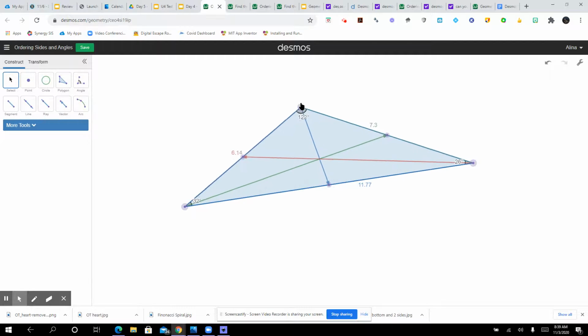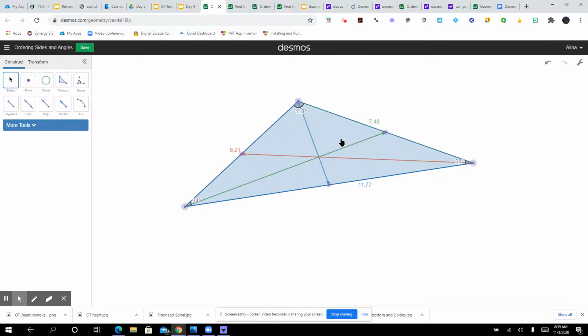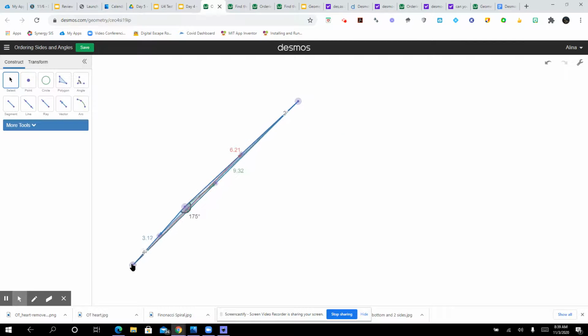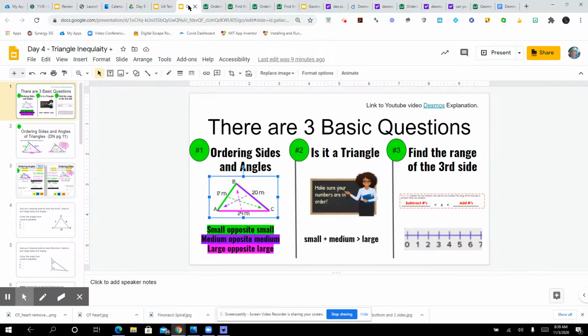So in order to have a triangle, the small side plus the medium side has to be bigger than the big side. Once they equal each other, then you've got some kind of flat line. You're going to be able to play with that in a minute. The third thing is find the range of the third side. This gets a little crazy, so we need a different Desmos activity.